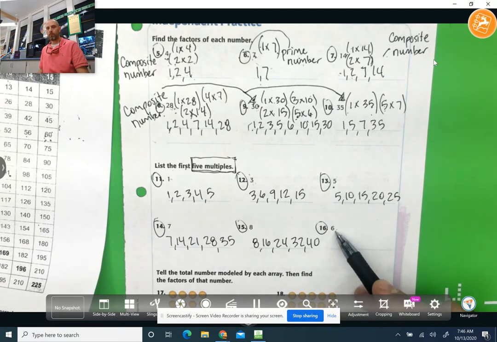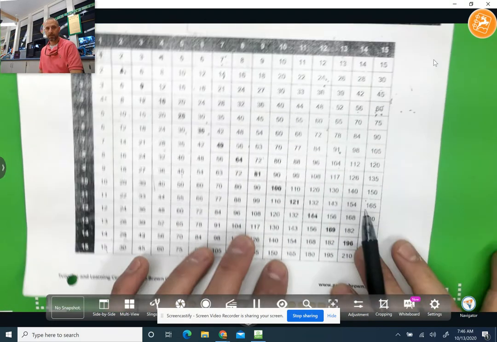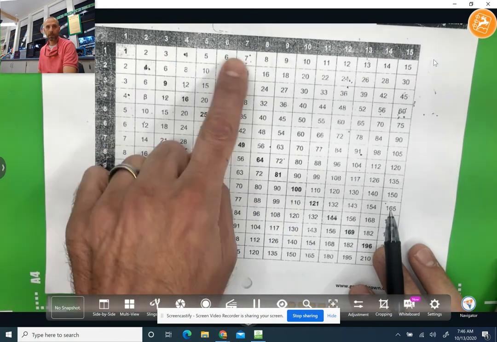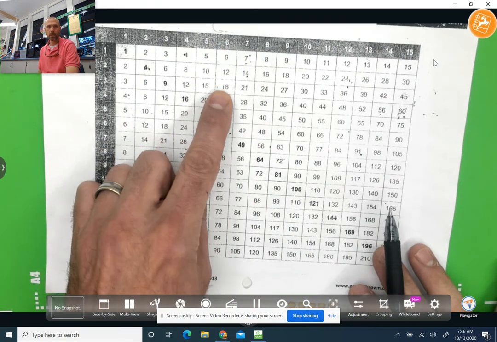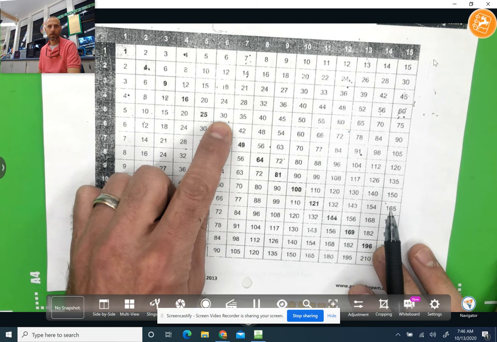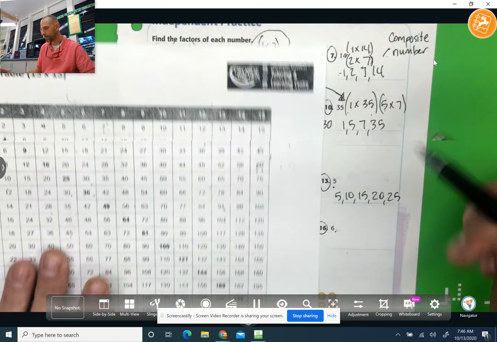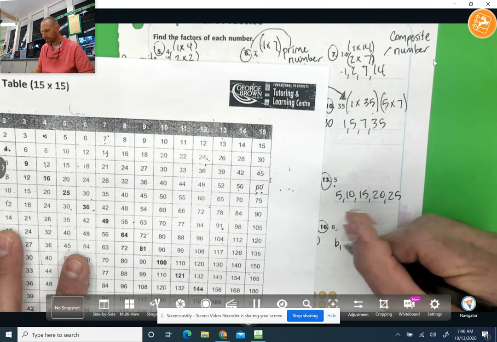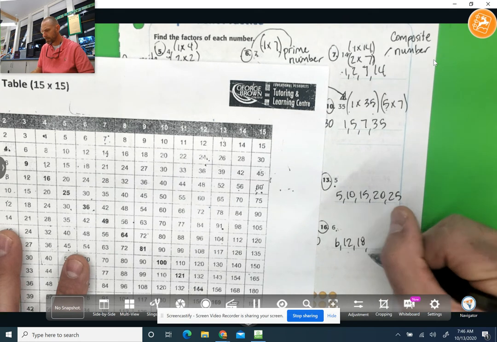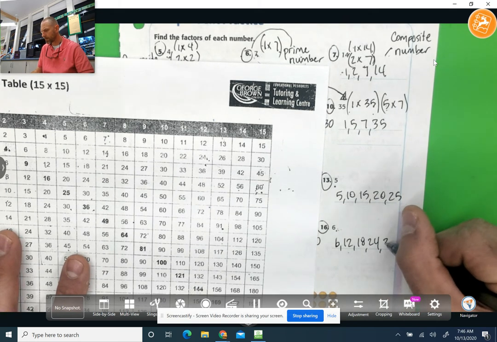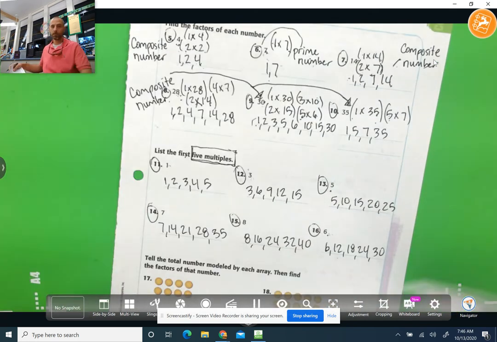And the first 5 multiples of 6. Let's find the 6 up here. We'll go down the vertical. 6, 12, 18, 24, and 30.